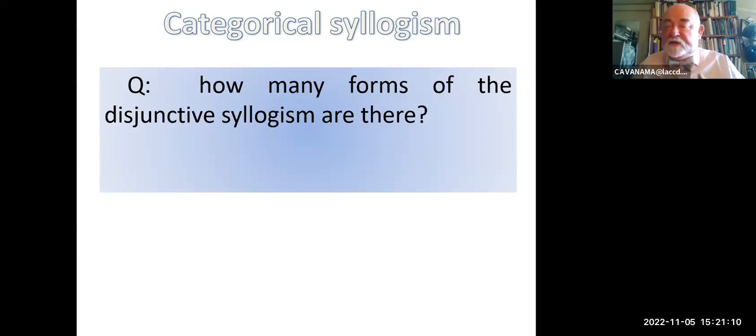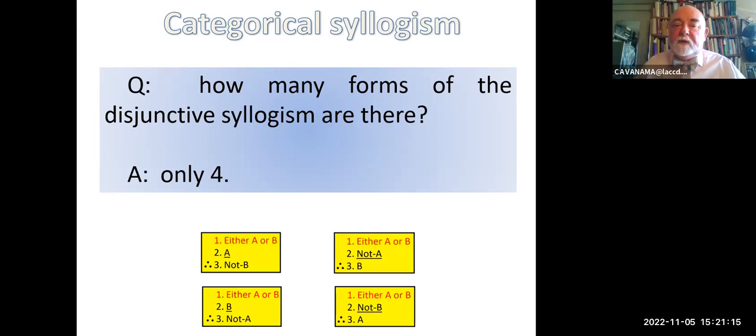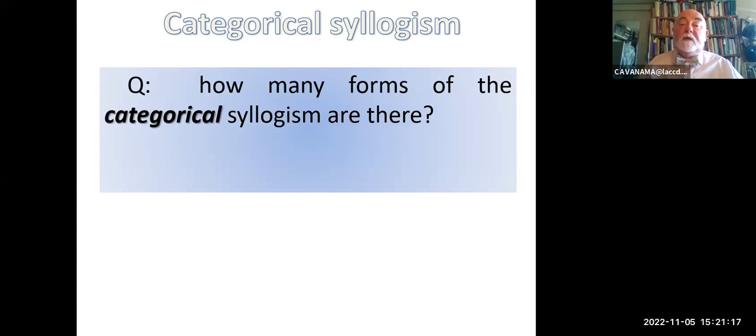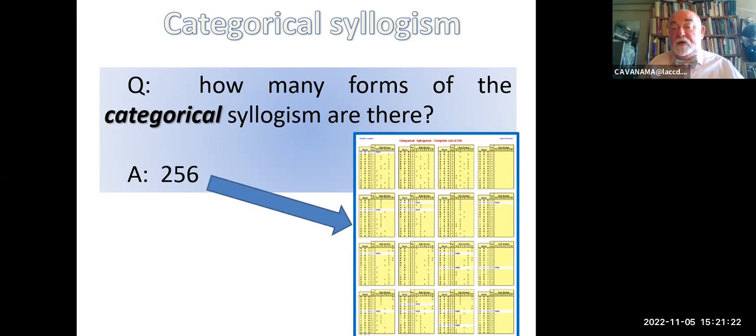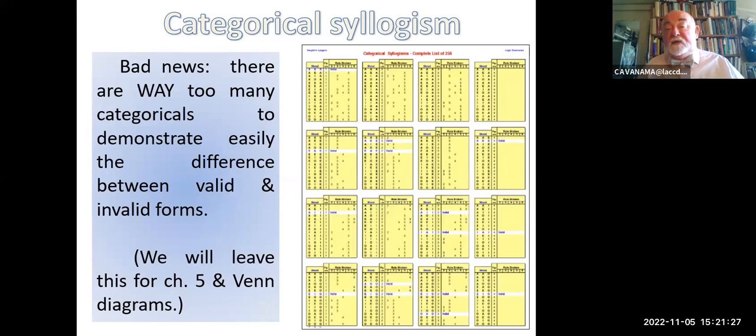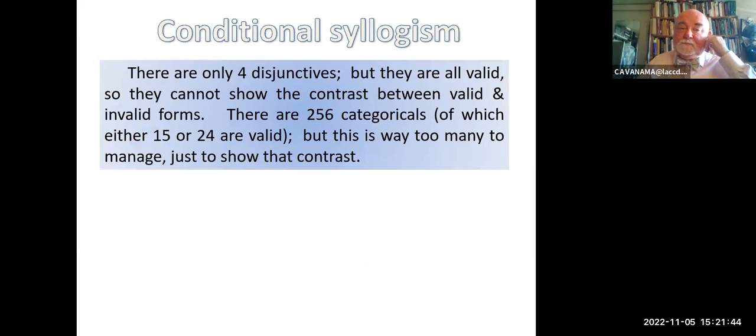Okay, so the categorical syllogism. How many forms of the disjunctive syllogism did we see? There were only 4, if you recall. Okay, how many forms of the categorical syllogism are there? Well, a bigger number, 256. Yes, 256. The bad news here is there are way too many categoricals to demonstrate that easily the difference between valid and invalid forms. So, we're going to leave this for chapter 5. When we come to do Venn diagrams, they'll be useful in sorting out validity and invalidity of categoricals.